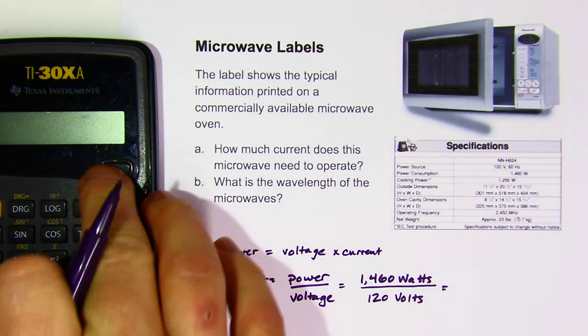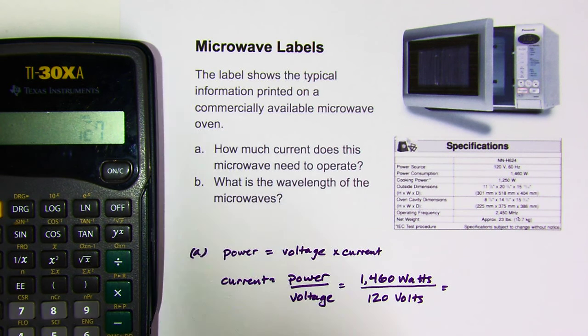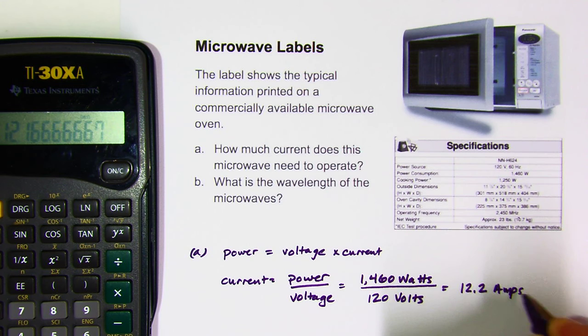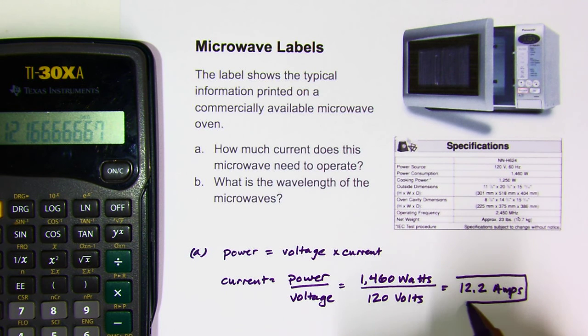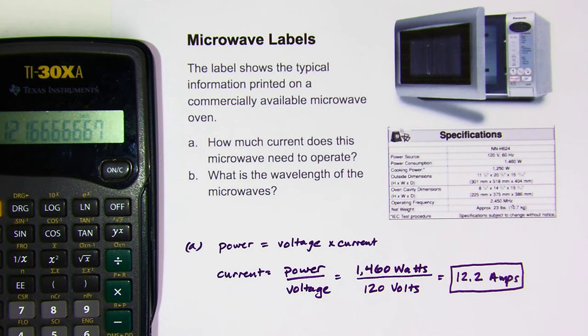And so 1460 divided by 120 gives me just over 12. Let's call it 12.2 amps. So this would work fine in a household circuit that delivers 15 amps or 20 amps or anything like that. But obviously, if you plug it into a 15 amp circuit and you're trying to also use the toaster at the same time, you may have problems because that's a fairly high draw of current in a household circuit.